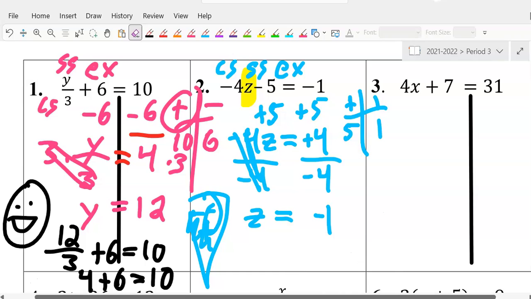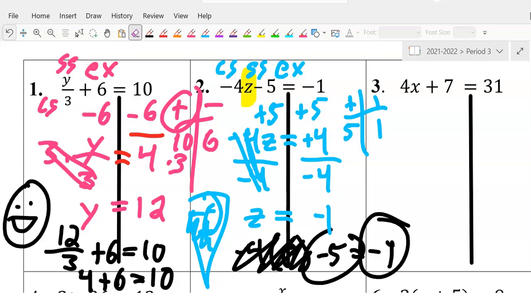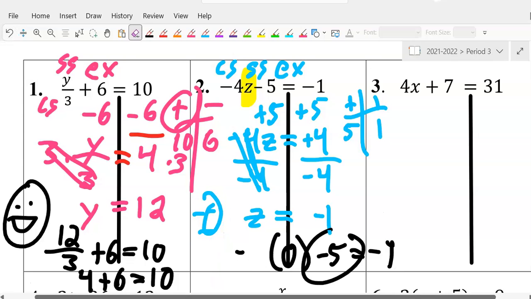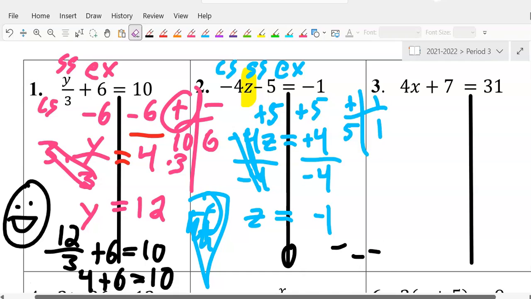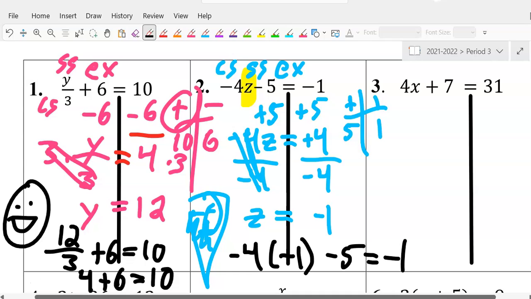So now that we know it's negative 1, well, I know that's the right answer. So let's see if I can get that 0. We're going to do negative 4 times negative 1, and we're going to see if that makes it true. What's negative 4 times negative what?